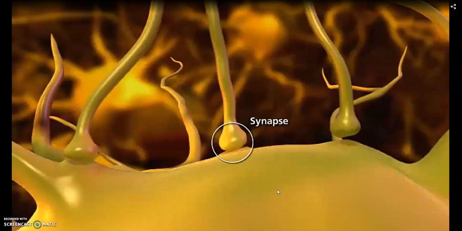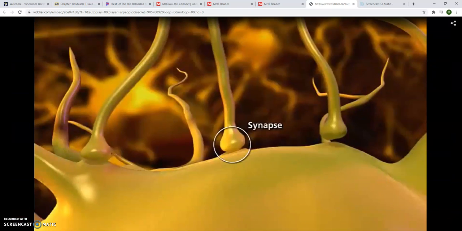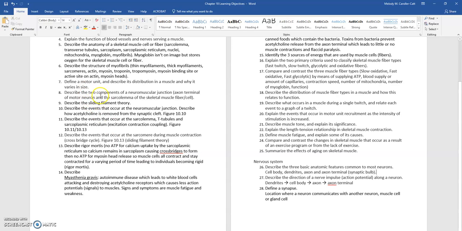Okay, so in the next video, now that we know some anatomy of our nervous system, we are going to talk about the motor units, and we're also going to talk about our neuromuscular junction. And that is actually a synapse. So that's good that we know what a synapse is. So we'll understand that particular learning objective a little bit more.